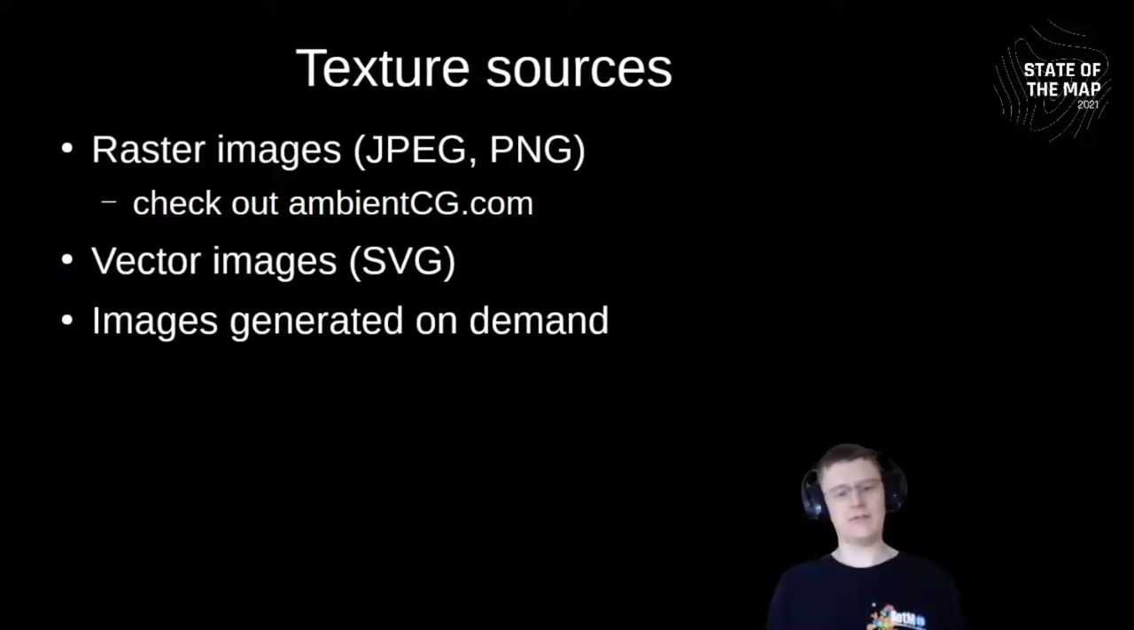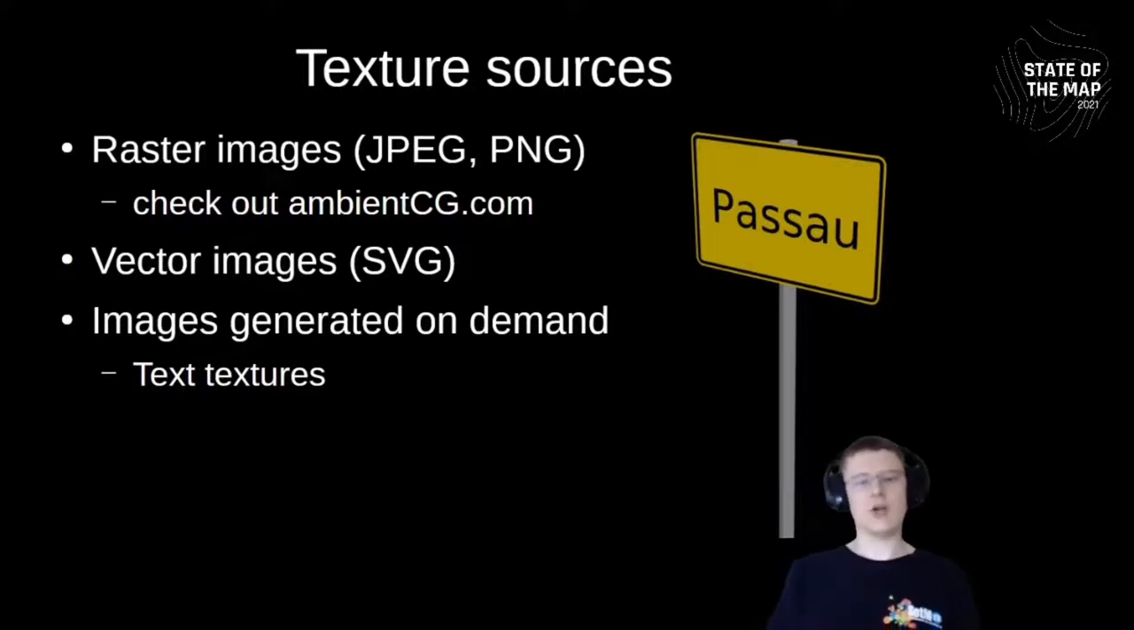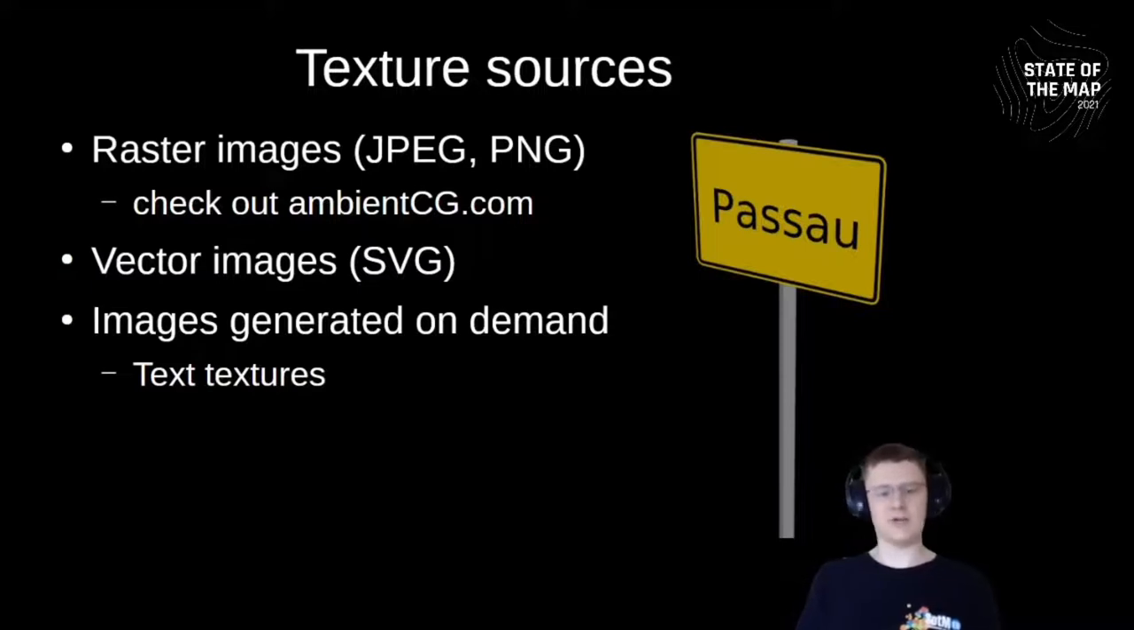On demand when the program is running. This is an example of an image generated on demand. The actual traffic sign is a vector image, but the text on the traffic sign. Gambar-gambar lainnya juga bisa berupa seperti text texture seperti traffic sign seperti berhenti atau tidak boleh parkir dan sebagainya.